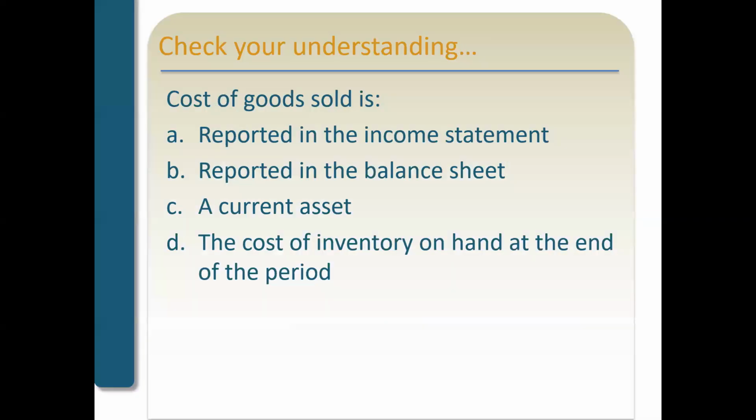Okay. So what about this one, guys? Cost of goods sold is A, reported in the income statement, B, reported in the balance sheet, C, a current asset, or D, the cost of inventory on hand at the end of the period.